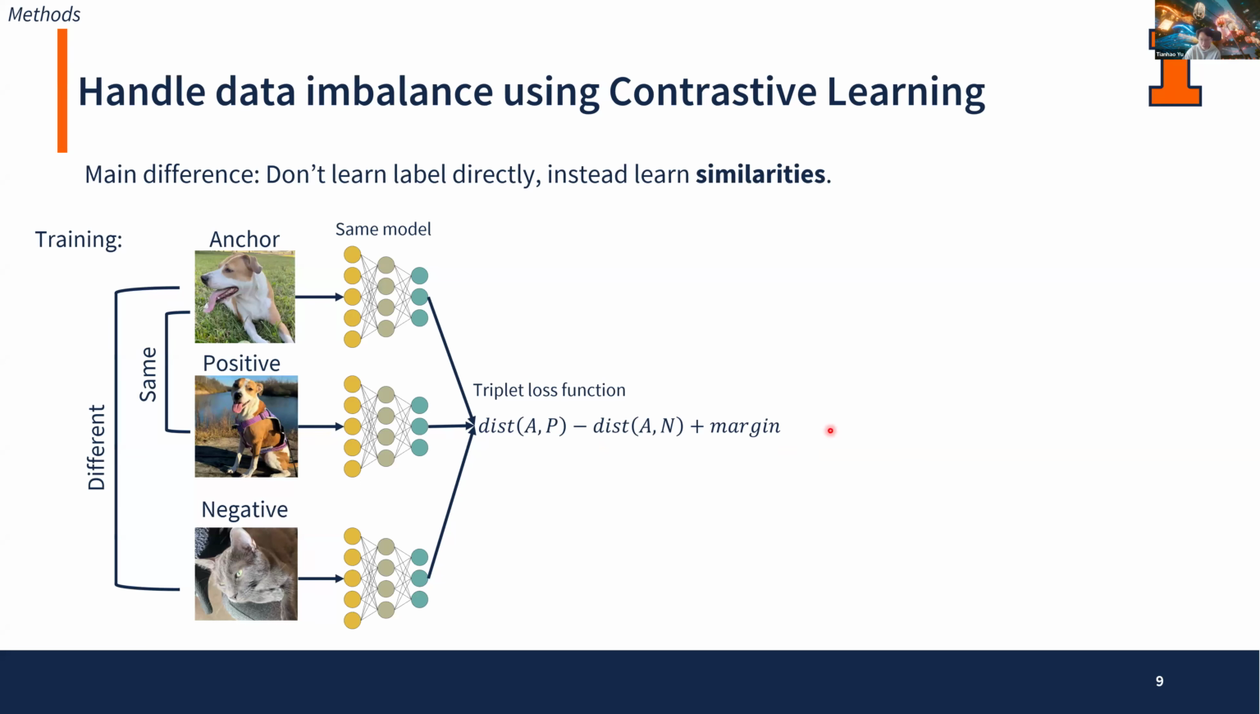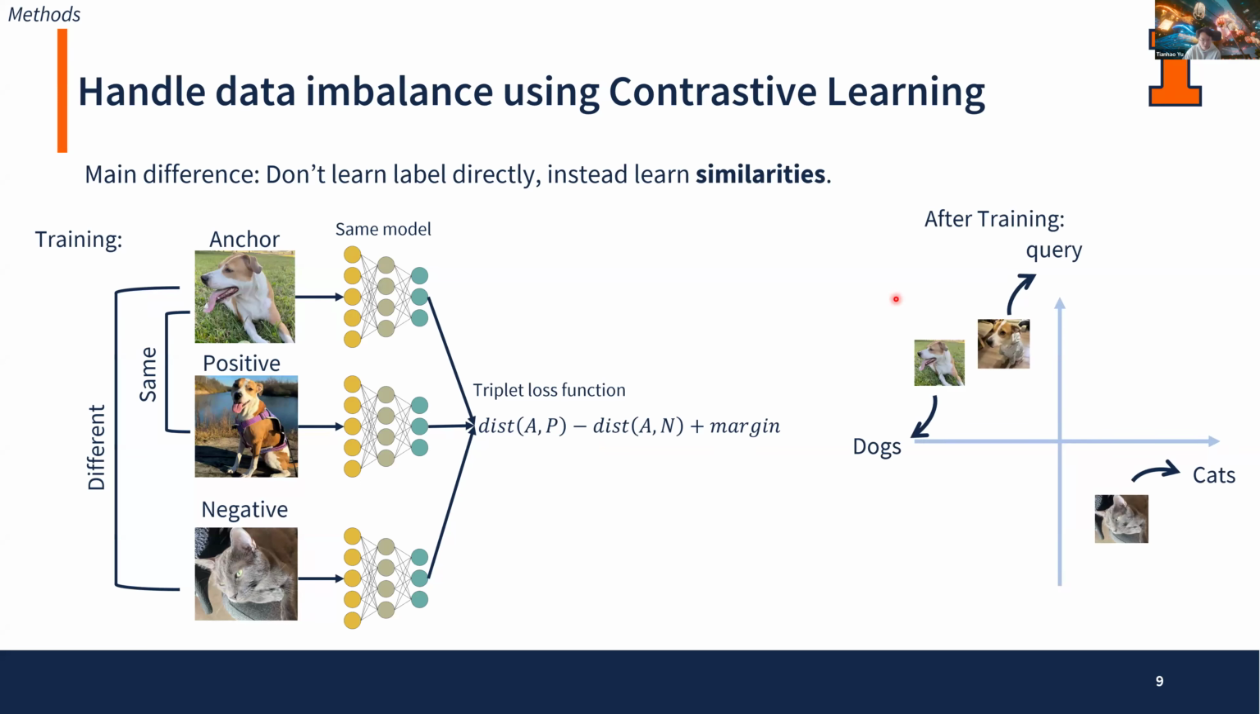After training, we would be expecting to see something like this. All the dogs will be clustered together, and all the cats will cluster at a different position. If we have another query picture and we want to infer its label, we can just put it on the space, and if it's closer to the dog, we say this is more likely to be a dog. If it's closer to the cat, we say it's a cat. In short, that's how triplet loss-based contrastive learning works. And that's exactly what we do.